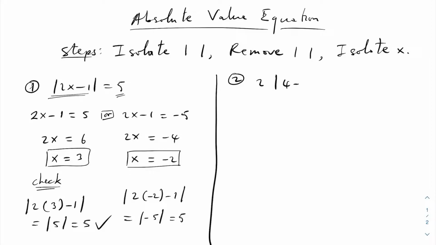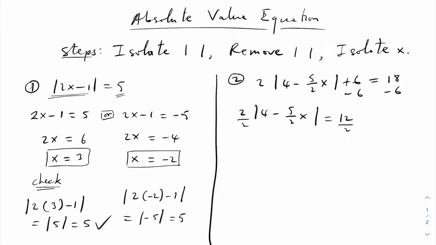Our second example is 2 multiplied by the absolute value of 4 minus 5 divided by 2x, plus 6, equals 18. First thing we need to do is isolate the absolute value term. So you're going to subtract 6 on both sides, which is going to give you 2 times the absolute value of 4 minus 5 over 2x equals 12. Then divide both sides by 2, which is going to give you the absolute value of 4 minus 5 over 2x equals 6.